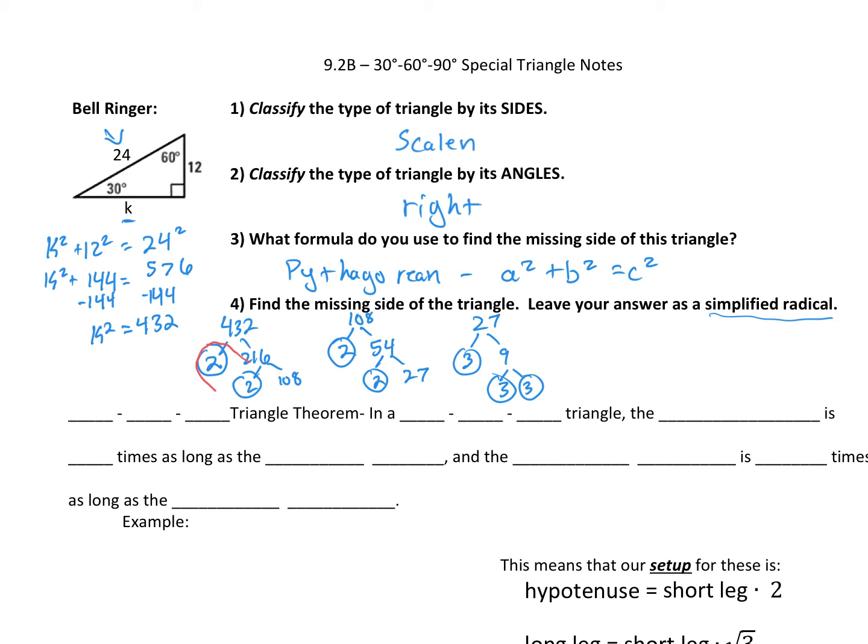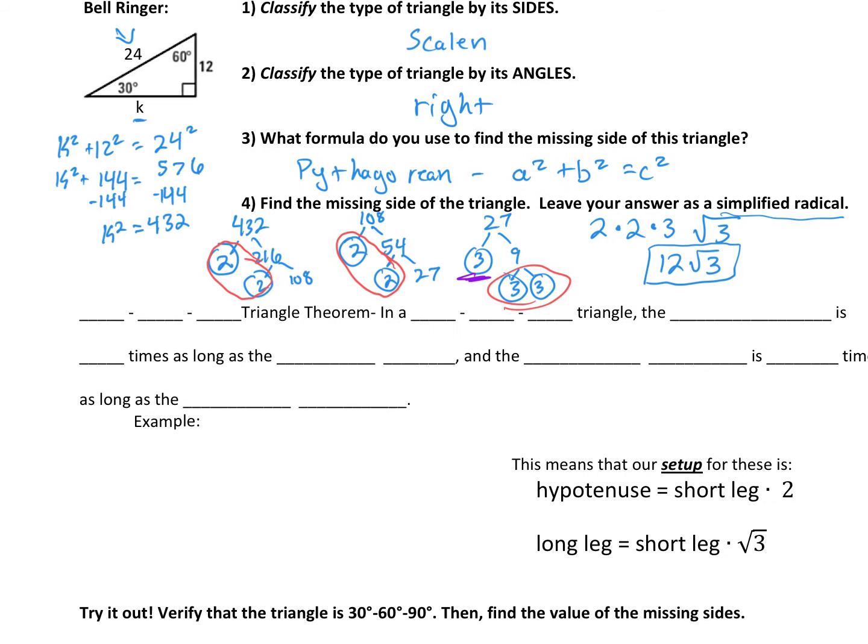I got a set of 2, another set of 2, and a set of 3. So I am left with just this 3. So if I factor this, this is 2 times 2 on the outside of my radical times 3, and I'm left with just a 3 underneath my radical. 2 times 2 times 3 is 12. So this is 12 root 3 is my leg K.